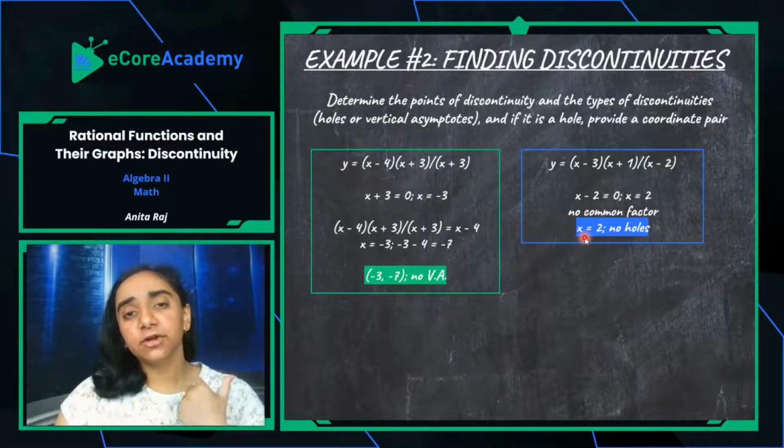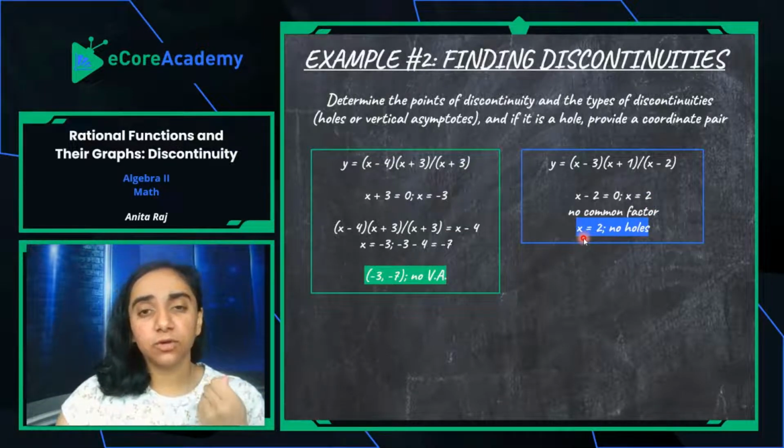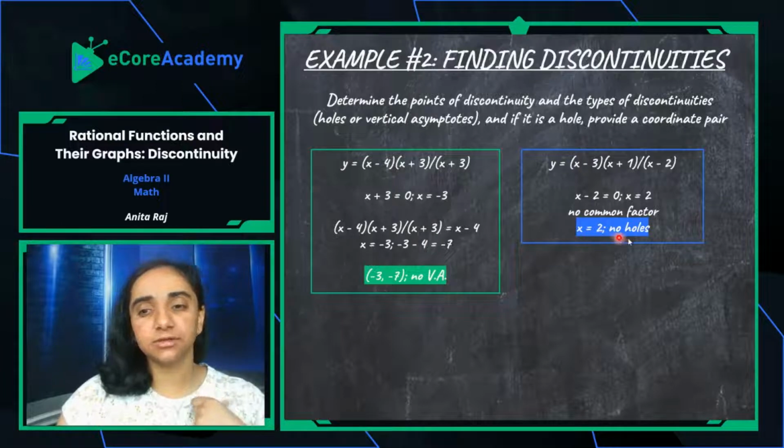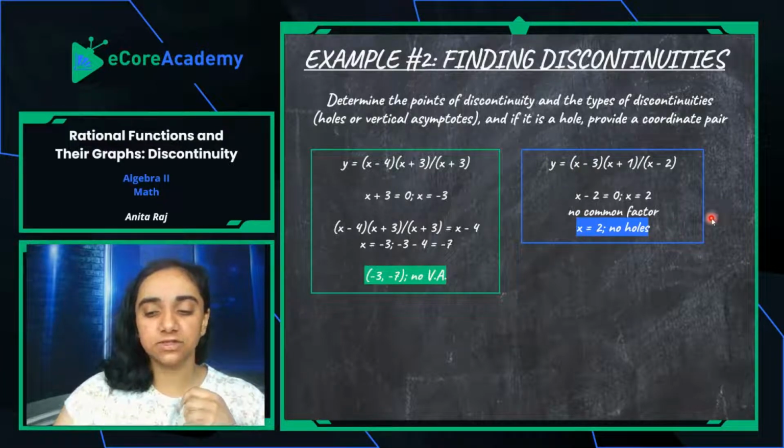And remember, we give vertical asymptotes as equations. We're not giving a specific coordinate pair because it's actually an entire vertical line, and a line is an infinite amount of points. So we're going to write our answer as x equals 2, and we're going to say that there are no holes in this function.